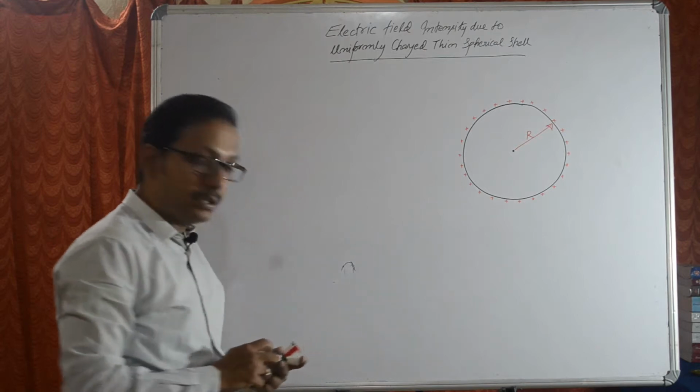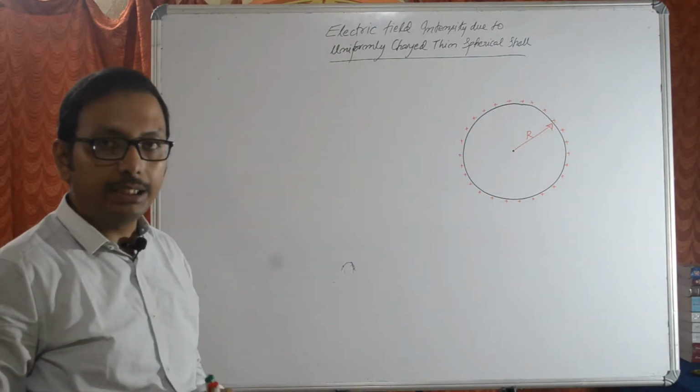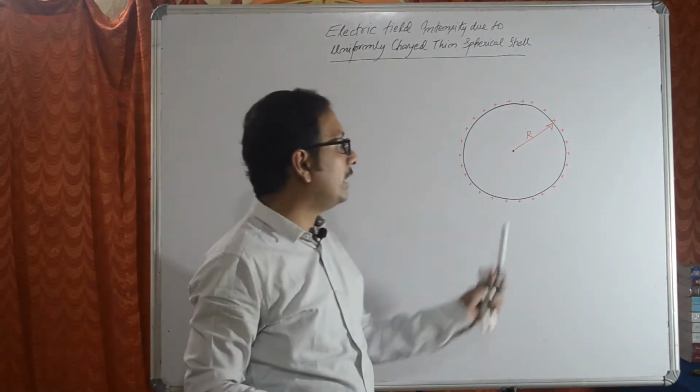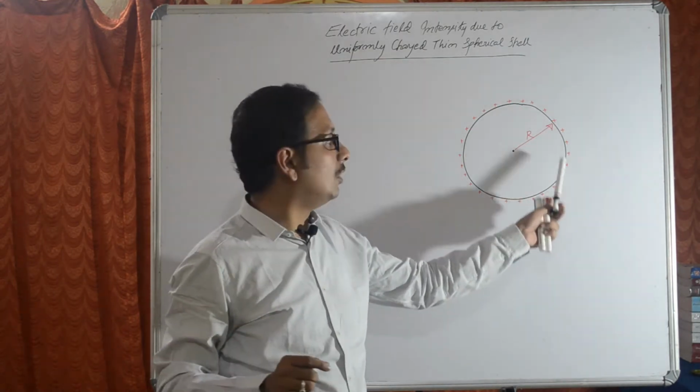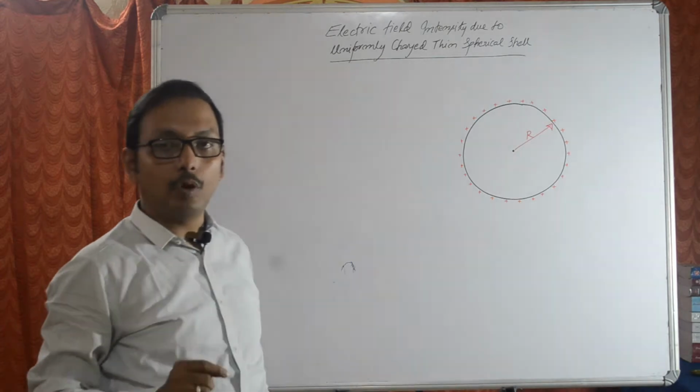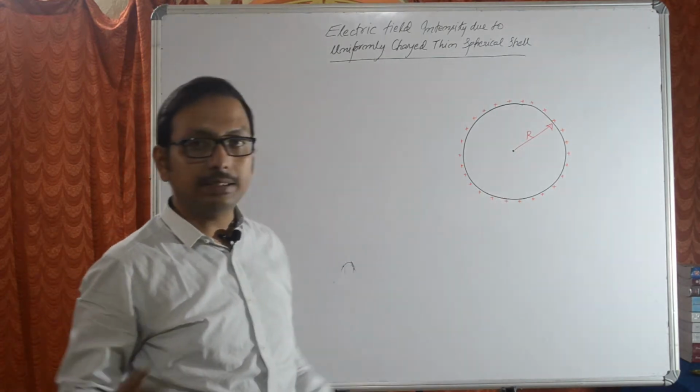What we are going to do now is find the electric field intensity at a point which is outside of this shell, a point which is on the surface, or a point which is going to be considered inside the shell.